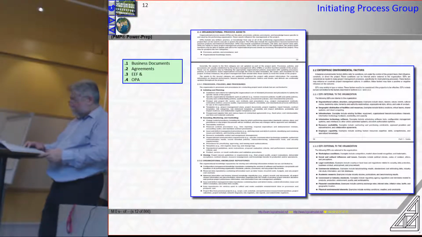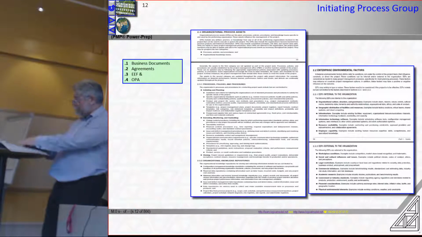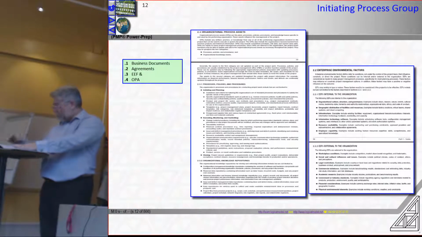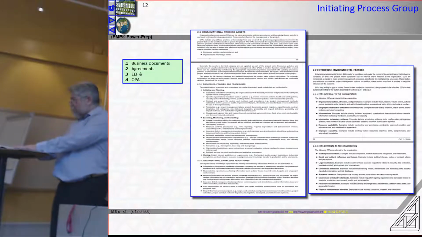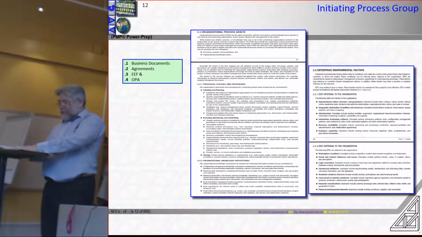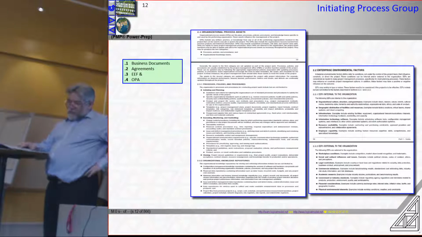Are you there yet? It's page 38. Yeah, 2.2 we're looking for, which is confusing, isn't it, since the book has a part 2. And this is section 2.2. So here we have enterprise environmental factors.